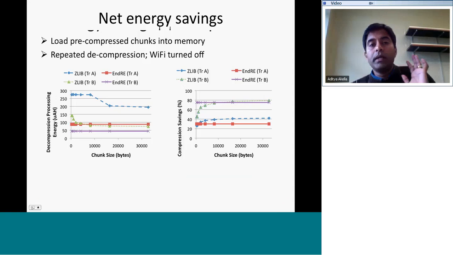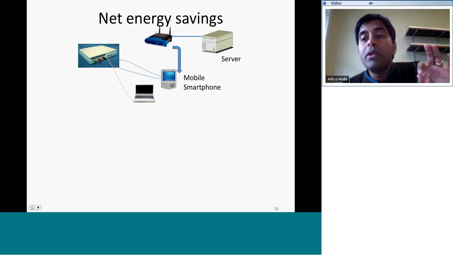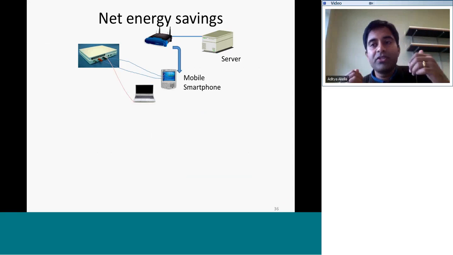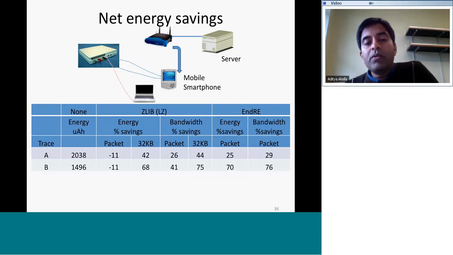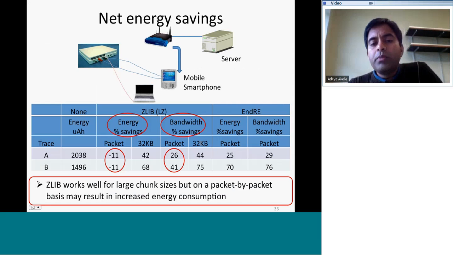All right, so what do the end-to-end savings on a mobile host look like? Here we actually turn on the Wi-Fi on the device, send data to the device, use EndRE or whatever other scheme, and compare those schemes against not doing any kind of compression. Here you see, again, zlib and EndRE against two different traces. If you apply zlib at the level of individual packets, you may actually lose out on energy. Although you are saving bandwidth, you lose out on energy just because decompression is expensive.